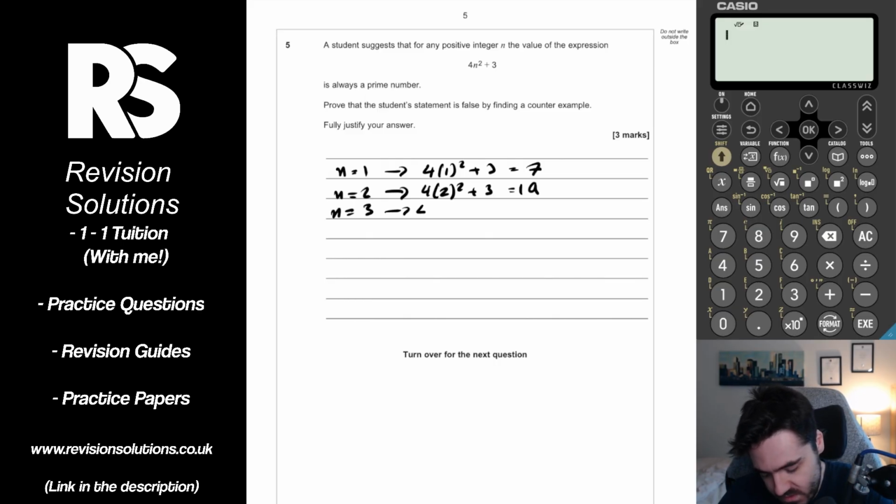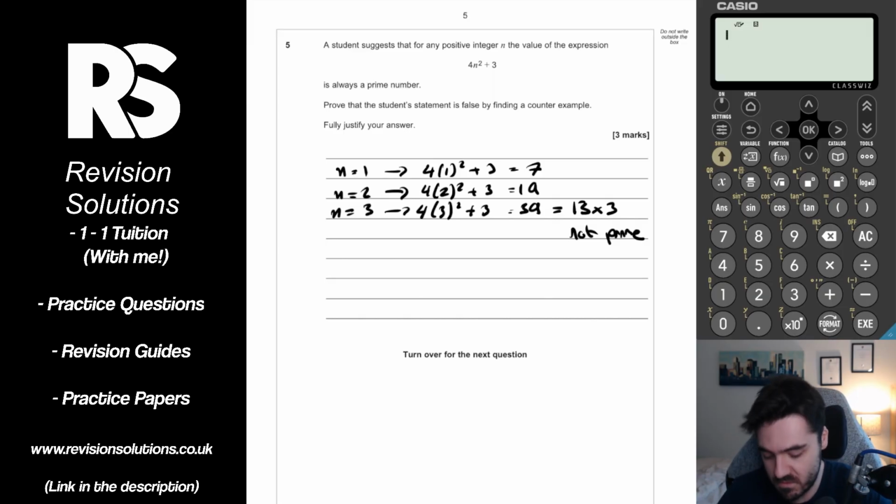N equals 3, we'd have 4 times 3 squared plus 3. So that is, well, 3 squared is 9. Times that by 4, we get 36. And then plus 3 is 39. That's not prime. That is 13 times 3. So it has factors other than itself and 1. So it's not prime. And therefore, the student's claim is false.